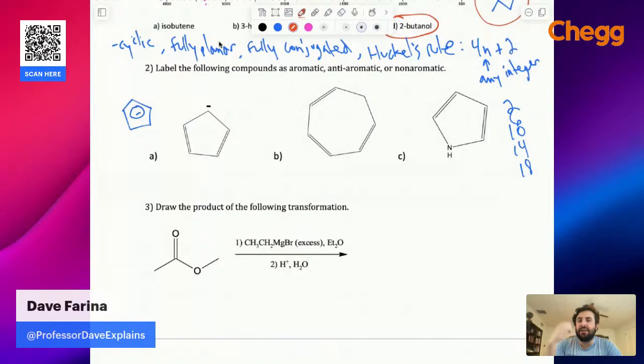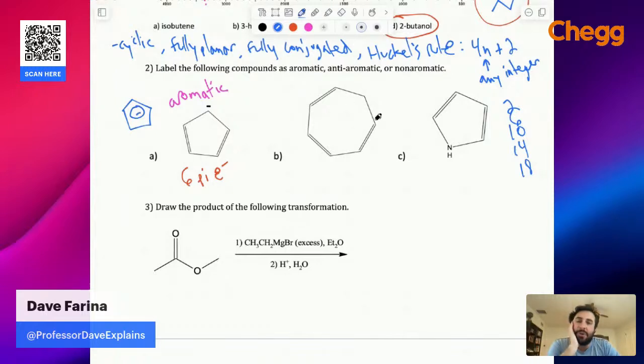So it is cyclic, it is fully planar, it is fully conjugated, right? We can push this pi electron density all around the ring. And now lastly, does it satisfy Huckel's rule? We have 6 pi electrons, because there are 2 in each pi bond and 2 in a lone pair. 2 plus 2 plus 2 is 6. So yes, we satisfy all of the criteria, and this one is aromatic.